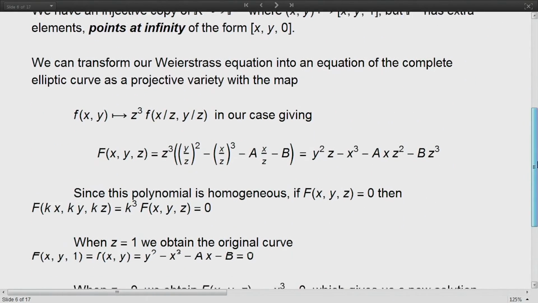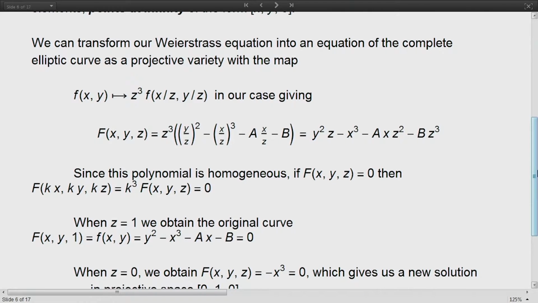We can transform our original Weierstrass elliptic curve into projective form by multiplying through by z cubed, as shown there, the standard technique, and it gives us a homogeneous polynomial in the three variables, so each term is of total degree 3. And homogeneous polynomials have the characteristic that if (x, y, z) is a solution, then so is (kx, ky, kz), because we get a factor of k cubed in each of the terms. So when we plug in z equals 1, we get the original curve back. But when z equals 0, we get a new solution, and this is the magic.